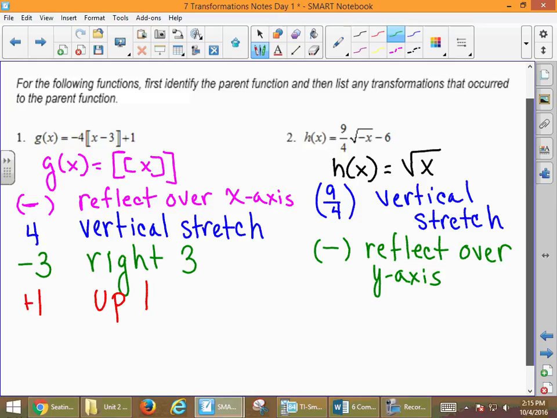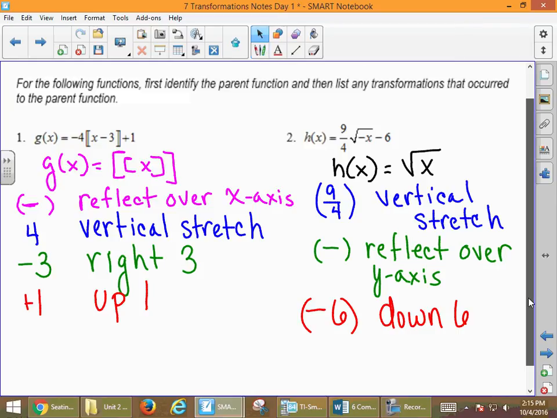The last part on this one is that we have -6. How does that -6 change our function? We're going to go down 6. So far, so good. Hopefully, this is review.